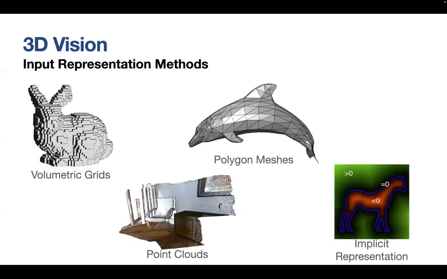I'm going to go over some of the most common input representation methods for 3D that utilize the nature of 3D to best make use of the information and increase efficiency. These are volumetric grids, point clouds, polygon meshes, and implicit representations. Let's go over them one by one to see how they can be used and what the advantages and disadvantages of these methods are.